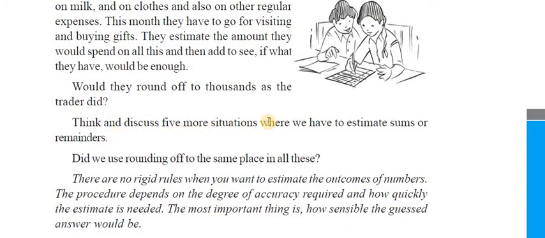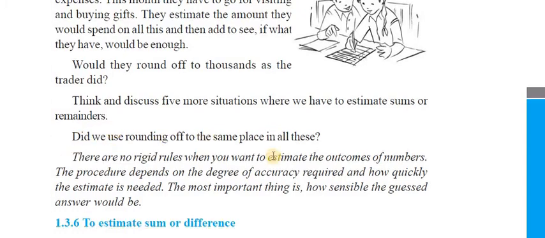Think and discuss five more situations where we have to estimate sums or remainders. Did we use rounding off, the same place, all these? There are no rigid rules when you want to estimate the outcomes of numbers. The procedure depends on the degree of accuracy required and how quickly the estimate is needed. The most important thing is how sensible the guessed answer would be.